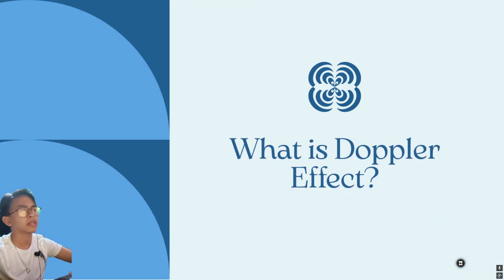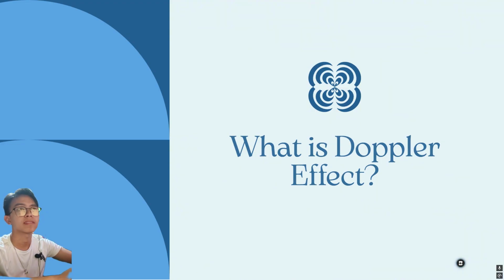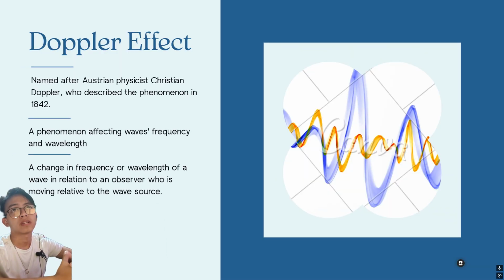The Doppler effect in simple terms is the change in frequency relative to a sound source that is moving. It was named after an Austrian physicist, Christian Doppler, who described the phenomenon in 1842, a phenomenon affecting waves in frequency and wavelength. It is a change in frequency or wavelength of a wave in relation to an observer who is moving relative to the wave source. To properly visualize that statement, I'll be showing you a demonstration or a video in the next slide.